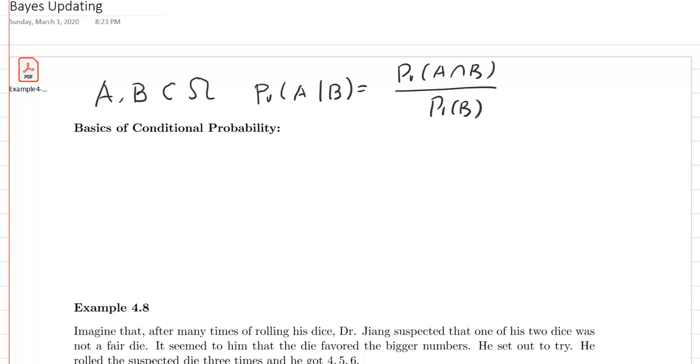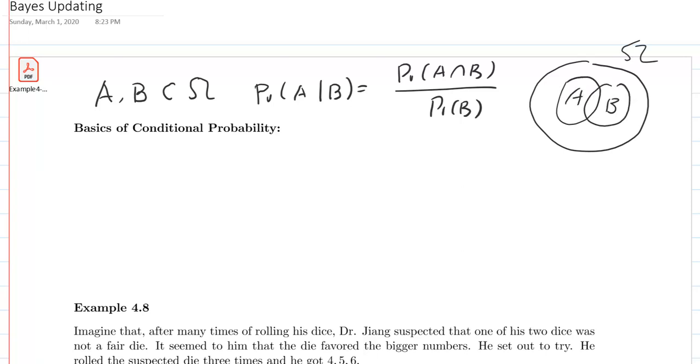It simply means the following. The easiest way is to look at the Venn diagram. This is omega over here, and we have A over here, and we have B over here, right? And in the middle over here, this is A intersect B. So if we know B has happened, and what is the probability that A has also happened, we use this overlap and divide it by the probability of B. That's a conditional probability. Okay.